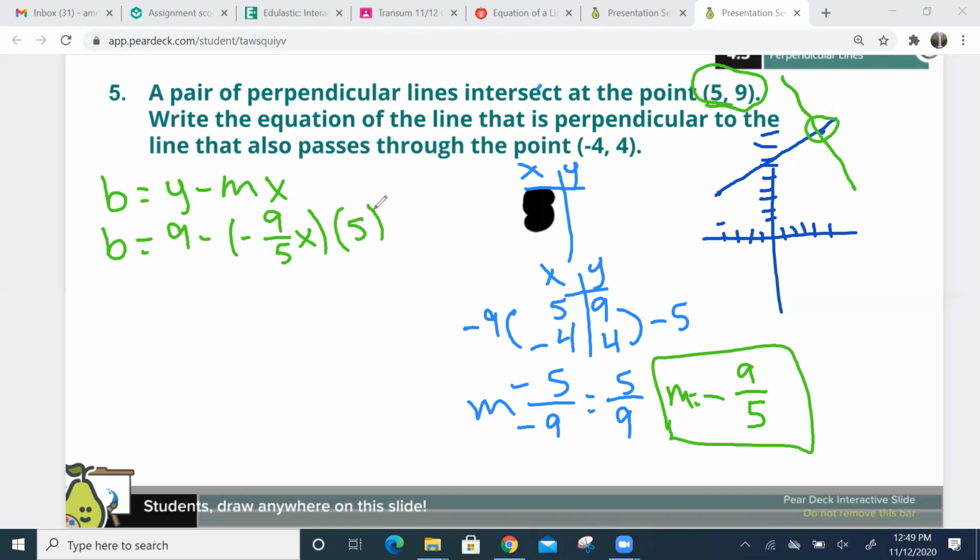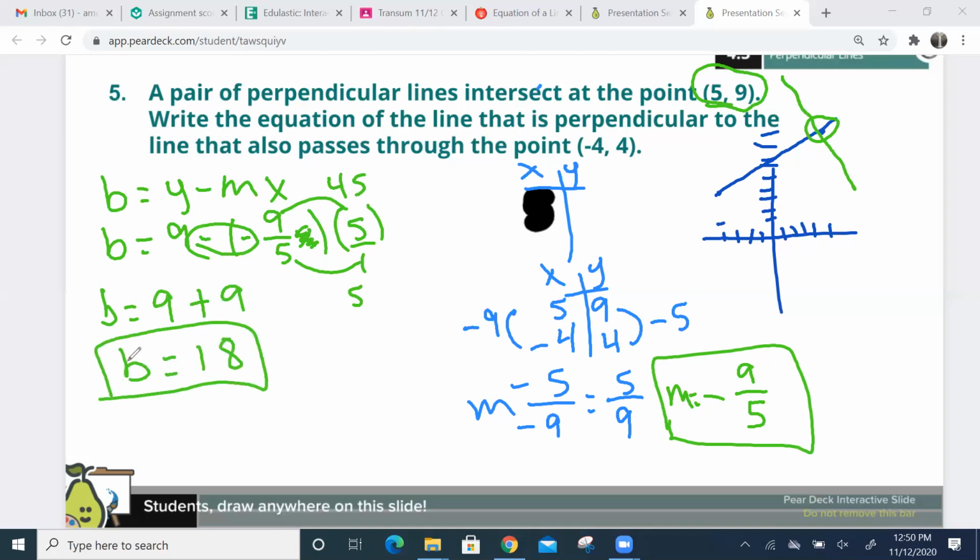Top times top, bottom times bottom. 9 times 5 is 45. 5 times 1 is 5. 45 divided by 5 is 9. And we got two negatives, so two negatives will make a positive. So it'll be 9 plus 9. So b equals 18. There's my two pieces. That means if I follow that green line, it will go through my y-axis at 18. So y equals negative 9 over 5x plus 18. And that is all.